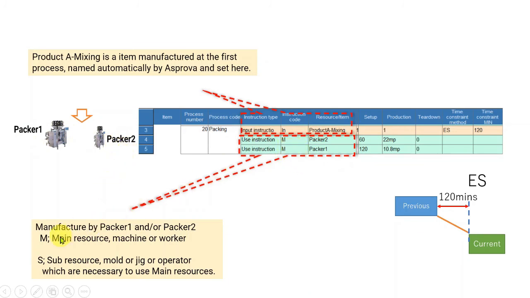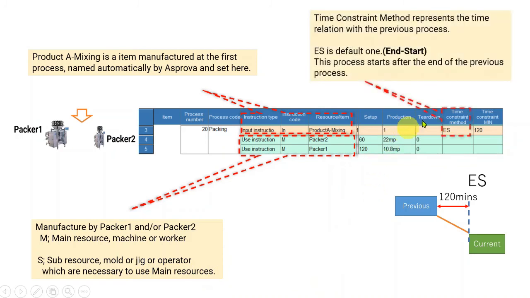M means main resource, machine or worker. You can also use S here, sub-resource, mold or jig or operator, which are necessary to use main resources. And the time constraints method represents the time relation with the previous process.